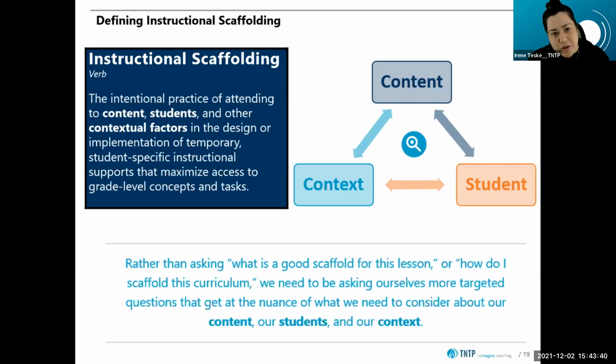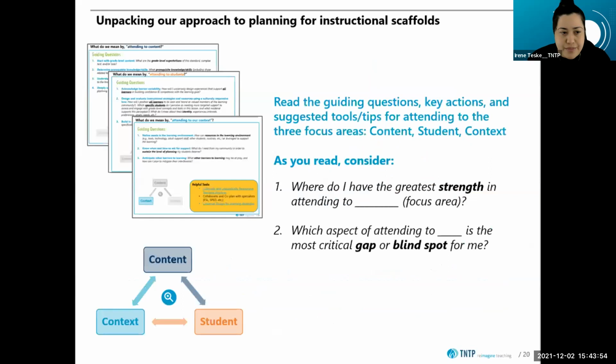So we should be moving towards questions like, how do I scaffold word problems for my students who are still working on decoding and currently guessing at unfamiliar words? So we're going to unpack this a bit more. So what we're going to do now is take a look at 3 one-pagers that unpack each of these 3 areas with critical questions and action steps and a few helpful tips and tools that teachers should be using when planning for designing and implementing scaffolds. So each one attends to either the content, the context, or the students.